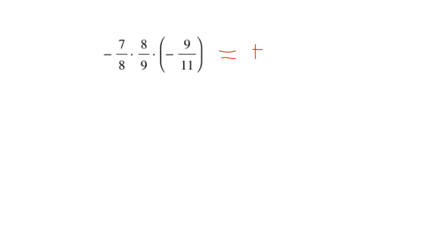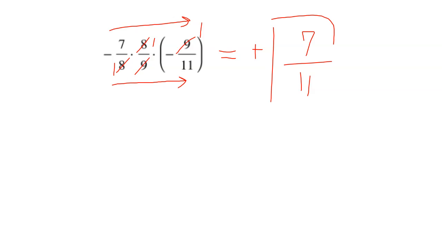Well, guess what? I've got some things that cancel here. 8 goes into 8 one time. 9 goes into 9 one time. Look how easy this became. It just becomes 7 times 1, which is 7, over 8, or 1 times 11, which is 11. So final answer is positive 7 over 11. So real simple. Count the negatives first, then just multiply.